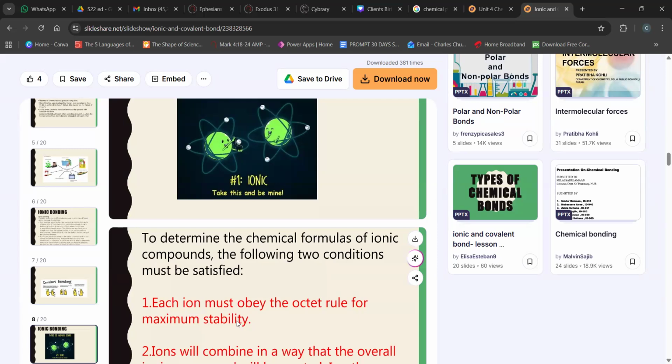Now, what happens in that case? One will lose its electron, willingly lose its electron to the other one, so that the other one that is a strong non-metal will do what? Attract the electron from the other one, which is a strong metal. Please take note, non-metals are the ones that like to do what? Yes, they attract electrons to themselves. Okay, did you get that?